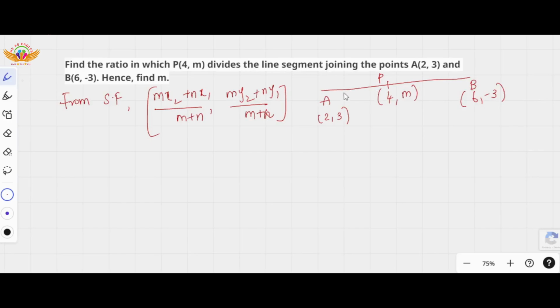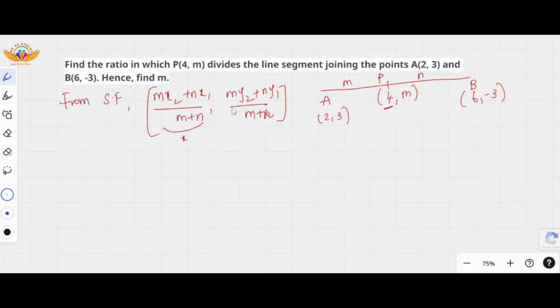I don't know what m is and what n is. Okay, let us solve it directly. Don't worry, how can I get it? See, I know the x coordinate, no? So this x part, I will equate it to the point 4. Then I'll get my m and n automatically. When I get my m and n, then I will substitute it in the y part and I will get my m value. Don't worry about that. Come on, let us solve it slowly.